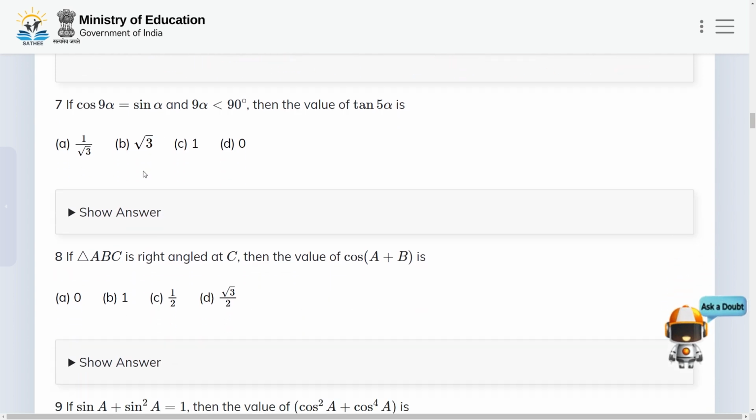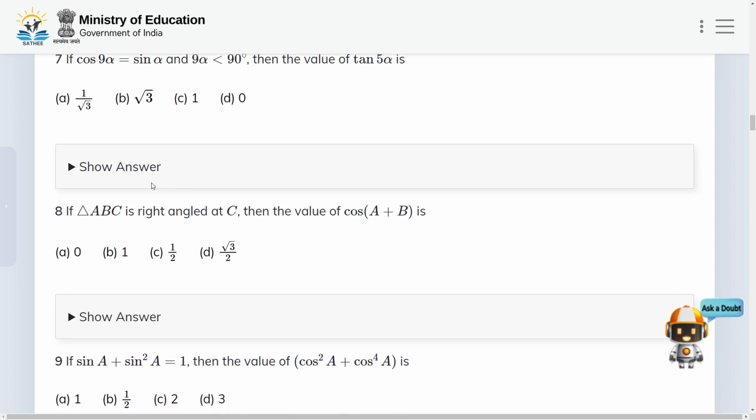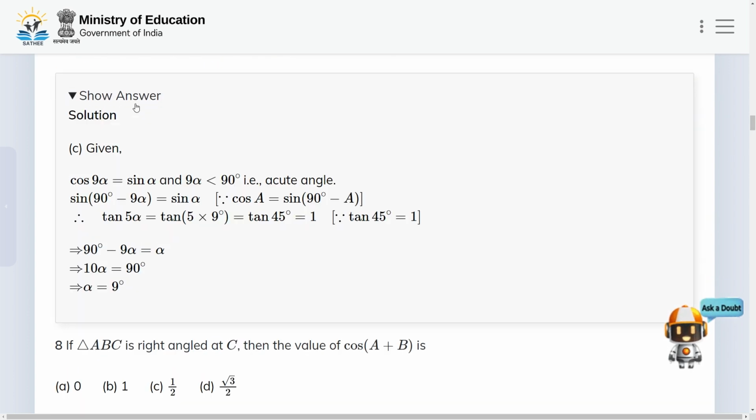So in the next problem, we have: if cos 9 alpha is equal to sin alpha and 9 alpha is less than 90 degree, then the value of tan 5 alpha is what? Okay, so let us find the value of tan 5 alpha. So first of all, given cos 9 alpha is equal to sin alpha, and 9 alpha is less than 90 degree, that is an acute angle, and we know sine of 90 degree minus a is equal to cos a. So here we can write cos 9 alpha as sine of 90 degree minus 9 alpha.